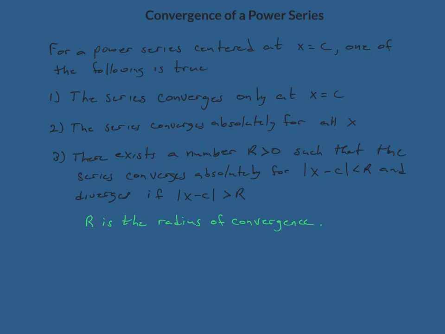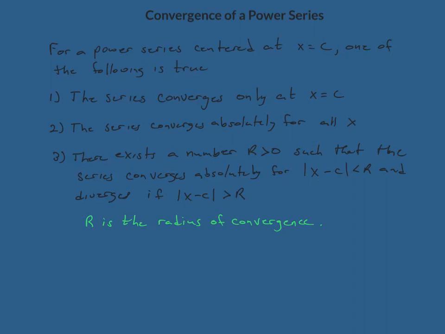So in some situations, our power series is only going to converge at x equals c. It will diverge every place else. Other times, the power series is going to converge for all x. No matter what x value you plug in, you're always going to get a convergent series.